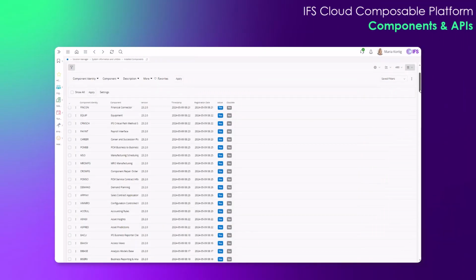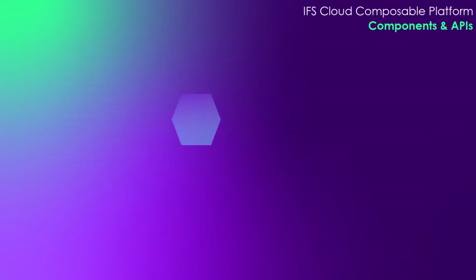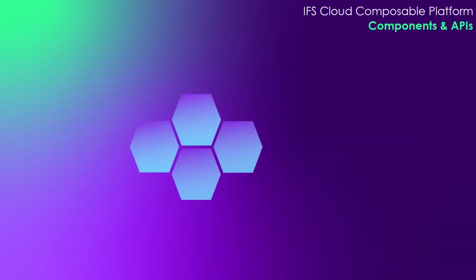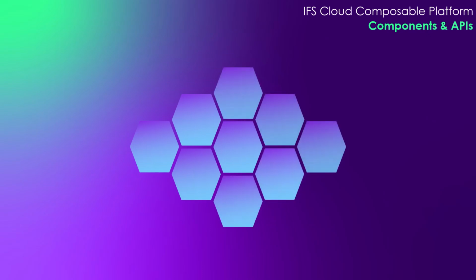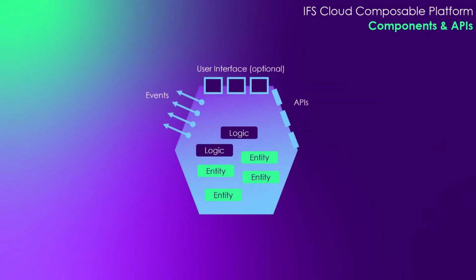IFS Cloud consists of over 200 packaged application components, such as the ones you see here. First, our customers choose a baseline solution, such as IFS Cloud for manufacturing, and then add or subtract additional components as and when needed. Each of the packaged application components has its own entities for data storage, business logic, and user interface. They all have a complete set of APIs and events that are used to integrate with other components in IFS Cloud, as well as with other applications and platforms.